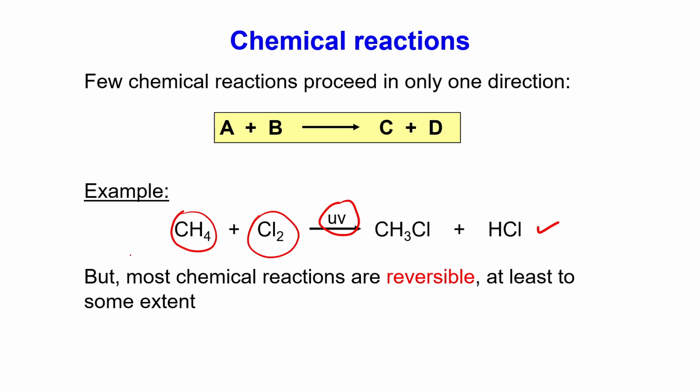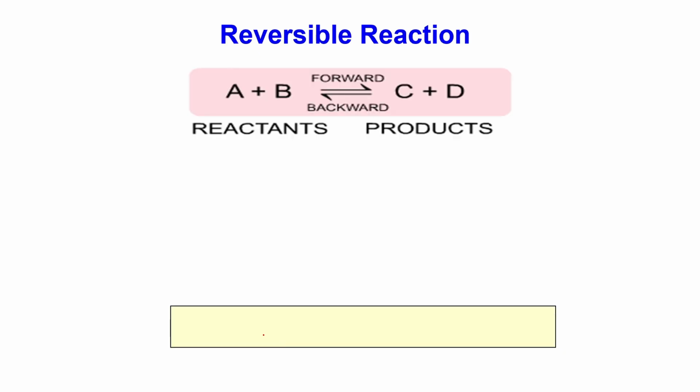Then most chemical reactions are reversible, at least to some extent. So A plus B and reverse to B produce A. So reversible reaction, tindak balas berbalik. In a reversible reaction, when A plus B produce C plus D, that is the forward reaction. For the reverse or backward reaction, C plus D produce A plus B. This one is the side of reactants, then this one is the side of products.